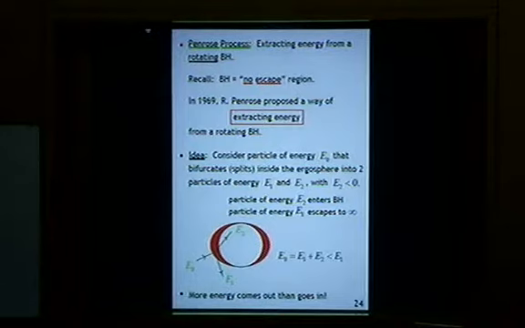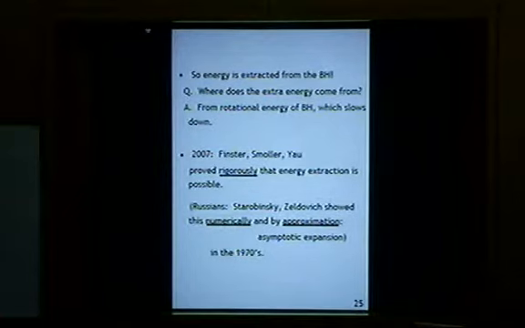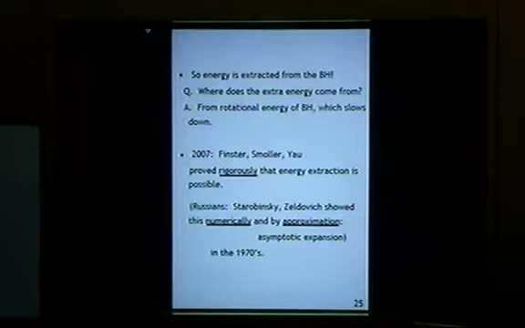Now, what the heck? How could that happen? Where is this coming from? How can you do that? Well, the energy is extracted from the black hole. It comes from the rotational energy of the black hole, which slows down. You're getting the energy from slowing down the black hole. So that's pretty interesting. Okay, pretty smart guy to think of that.